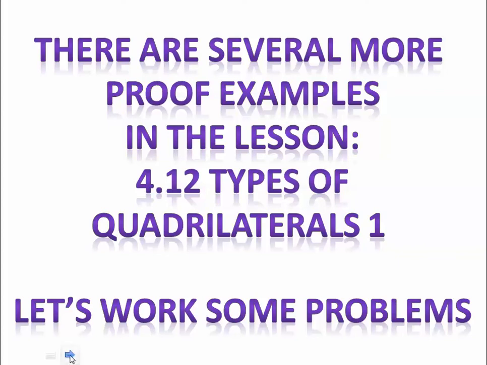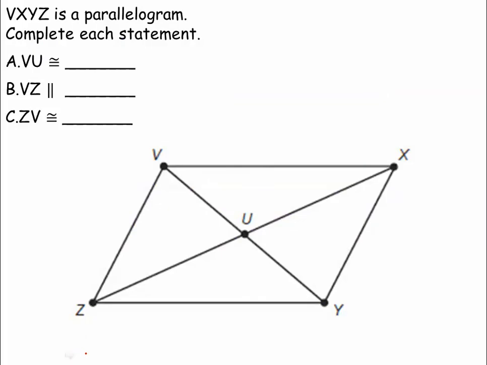And right now we're going to look at a couple of examples. In this one it says VXYZ is a parallelogram, and we're going to complete each statement. And they want to know what segment VU is congruent to. Well, if you'll remember the properties of a parallelogram, you'll remember that diagonals bisect each other. And whenever you bisect something, you cut it into two equal parts. So that means VU is going to be congruent to UY.